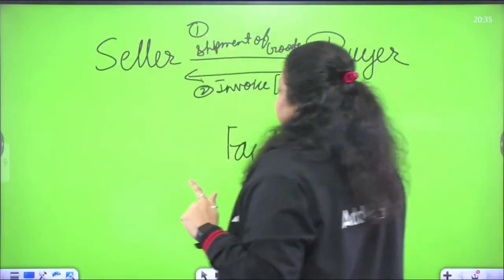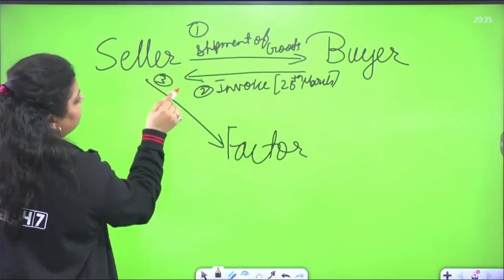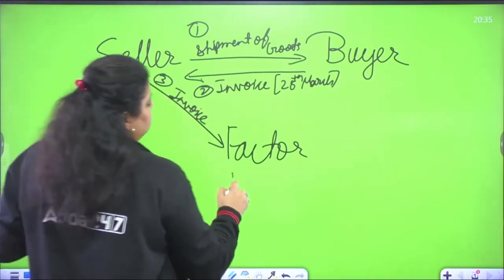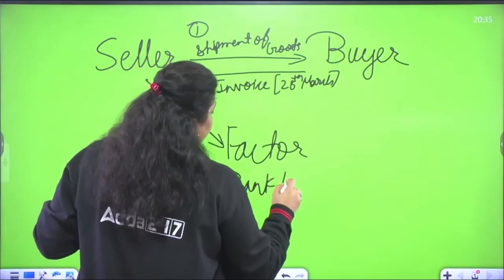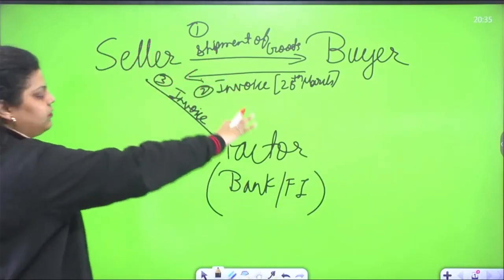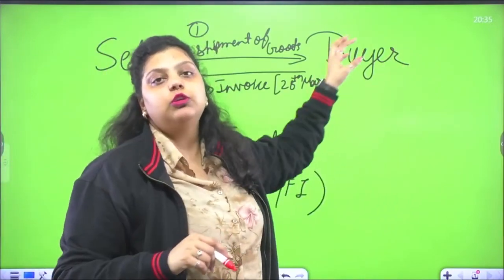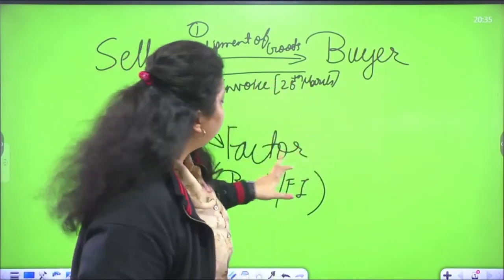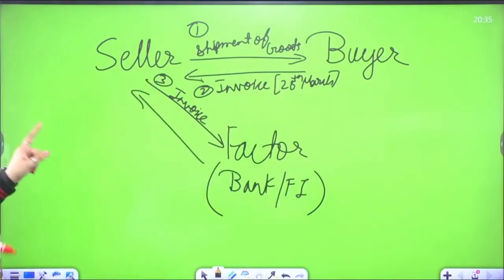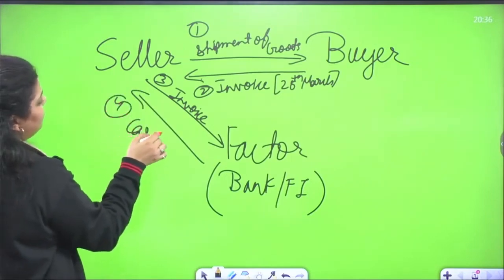In that situation, in the third step the seller will go to the factor, give that invoice to the factor and ask for immediate cash. Here the factor can be any bank or any financial institution. After checking the invoice, the factor will also check the creditworthiness of the buyer, because in the end the factor is going to recover the money from the buyer. After checking the creditworthiness, in the fourth step the factor will provide the immediate cash to the seller.